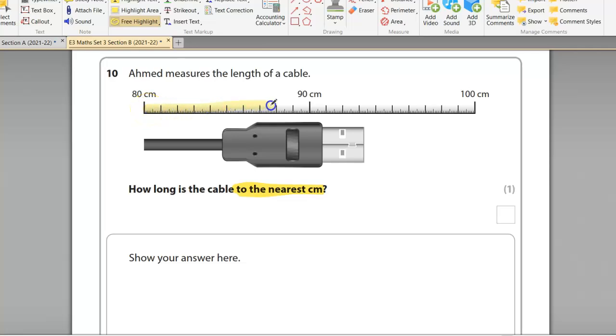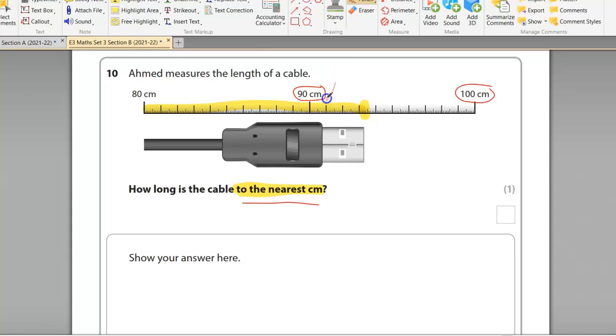So its length goes up to about here, doesn't it? Yeah, it goes up to about there. So the length is sort of there. Right. So we've got to say what that length is to the nearest centimetre. So we've got 90 centimetres here, and we've got 100 here. So clearly it's between 90 and 100.